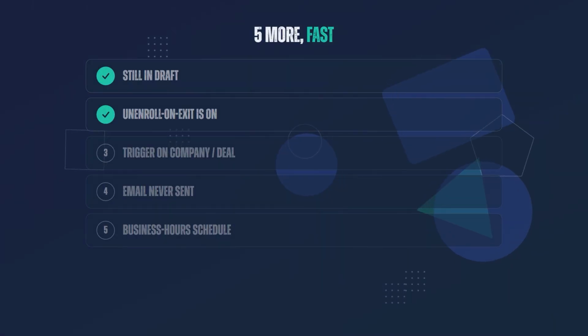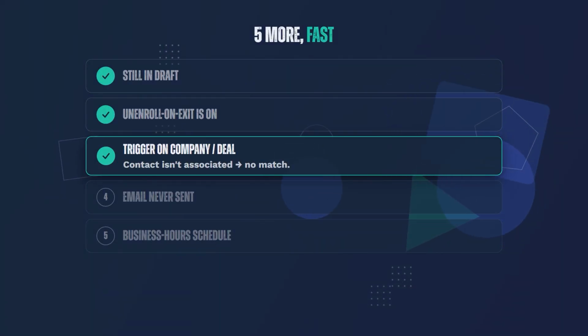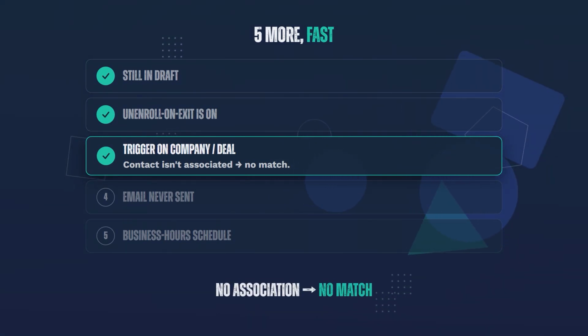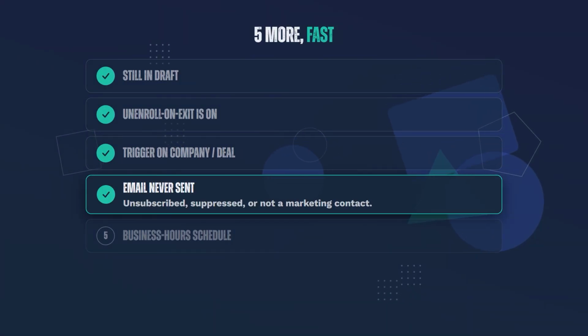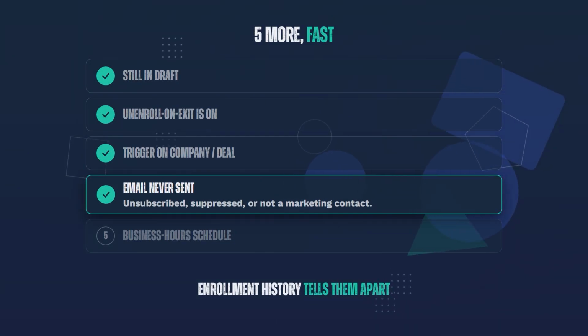Number 3, you built a contact-based workflow, but your trigger is a property on the company or the deal level, and the contact isn't associated. No association, no match. Number 4, the contact enrolled fine, but the email didn't send because they're unsubscribed or suppressed, or no marketing contact status has been set. Completely different problem, looks identical from the outside. Enrollment history is how you tell them apart.